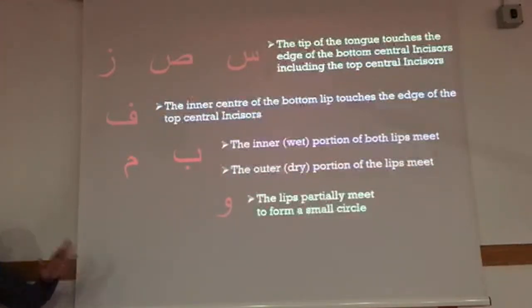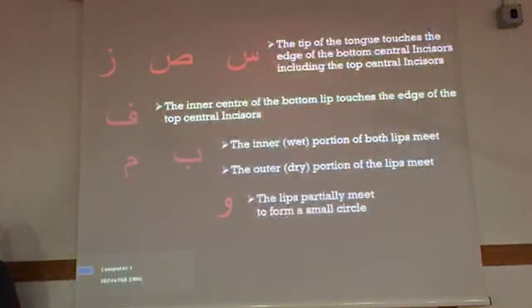I've seen a couple of my students, when they read this letter, they say vow. Remember, there's no va in Arabic, okay? It's wow. Make the lips into a circle shape. Wow. And this letter is wow. Wow, mashallah, uncle. Very wow. So this letter is a smiley letter, okay? Wow. And the lips form a small circle.